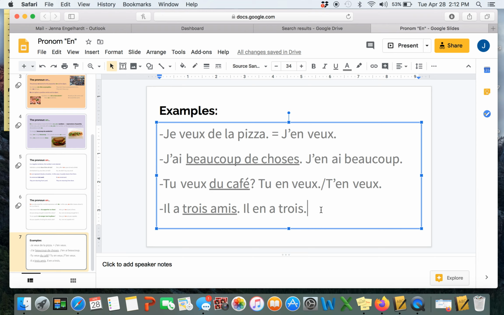This one is, like I said, by far probably the hardest. I would encourage you to not think too hard about it. I would encourage you to look at the sentence and look for quantities. So some, which are your partitive articles, any of the partitive expressions like beaucoup de, and numbers. Anytime you see those, you're going to replace them with en.